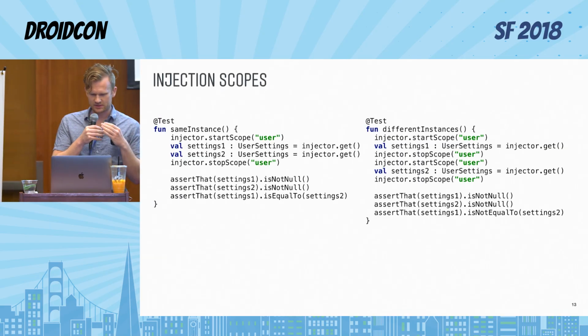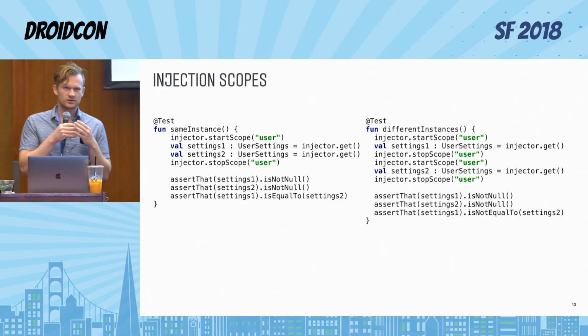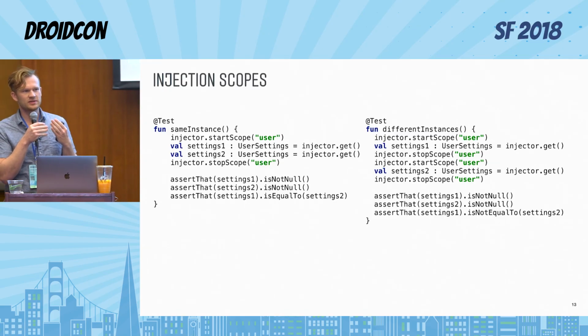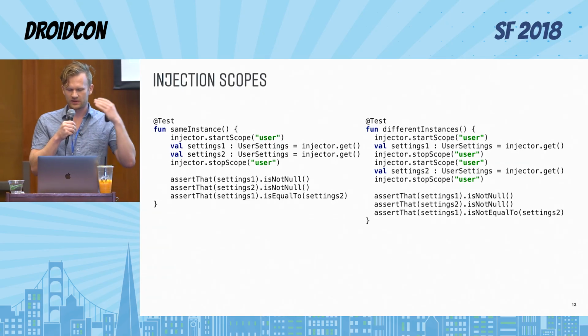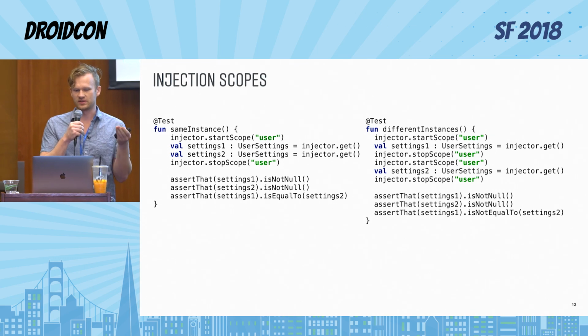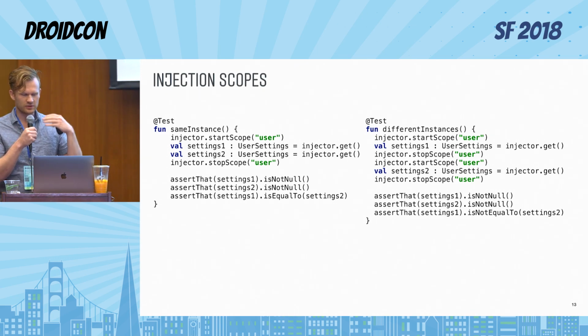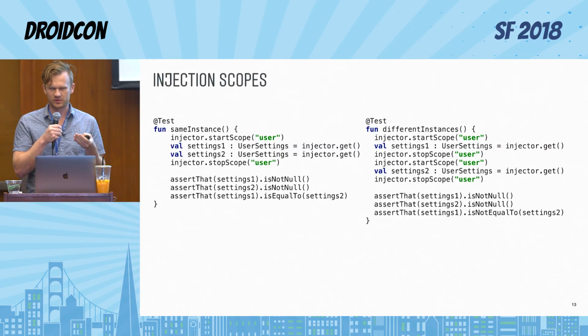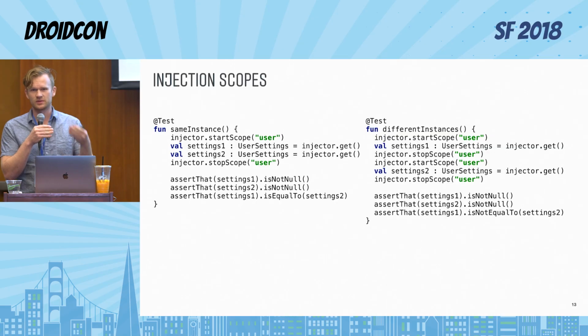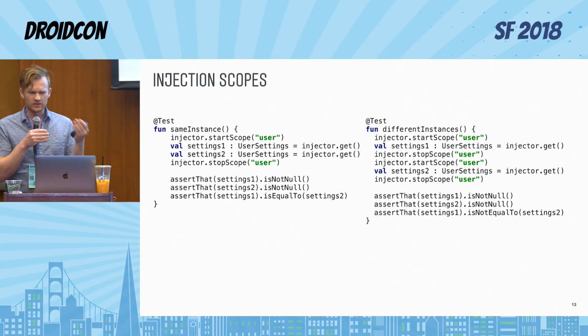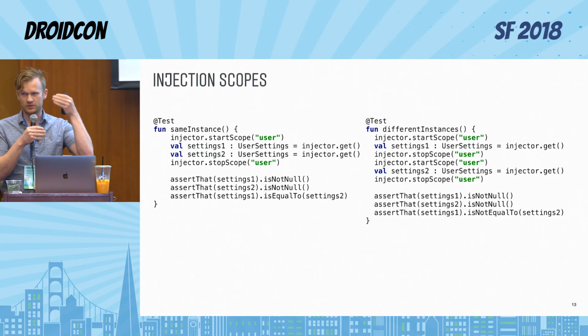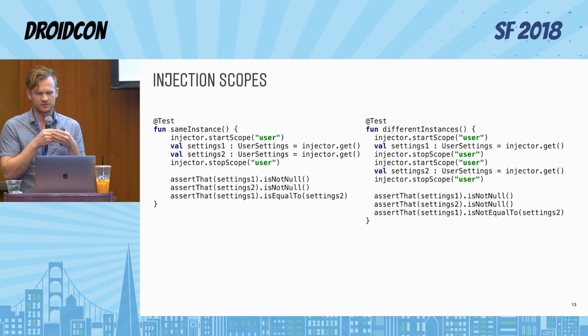So here are two unit tests that kind of illustrate how scopes work. Let's say you want to maintain an instance of a class called user settings for the lifetime while the user is logged in. So when the user is logged in, you ask the injector to start user scope. And starting from that moment, every time you request user settings, you will keep getting the same instance of user settings. But if the user logs out and the user scope is stopped and a new user logs in, you will get a new instance of the user settings.